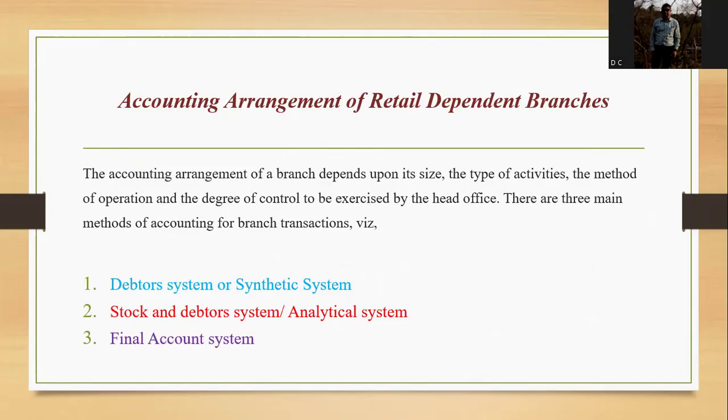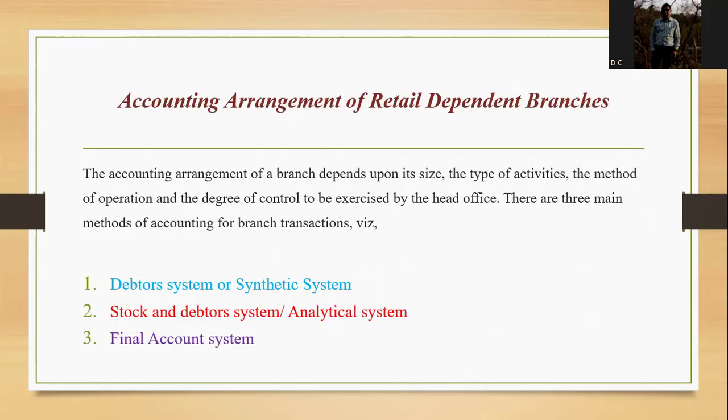There are three main methods of accounting for branch transactions: debtor system or synthetic system, stock and debtor system, that is also known as analytical system, and final account system. We are going to discuss today the debtor system or synthetic system. That means, in the accounting arrangement of retail dependent branches, how the dependent branches maintain their accounts, which accounting method has to be followed. That is very, very important.